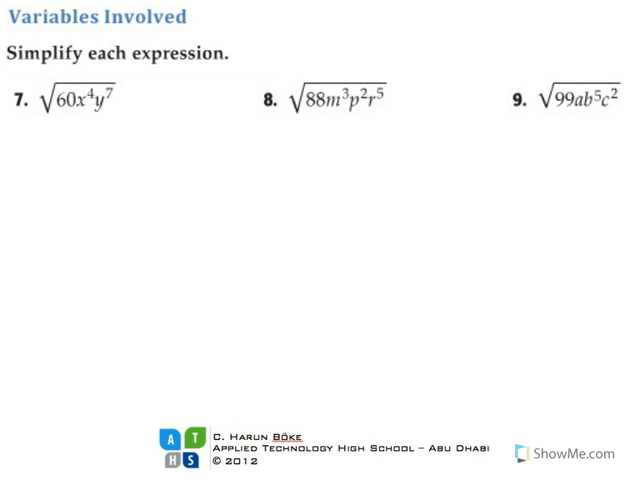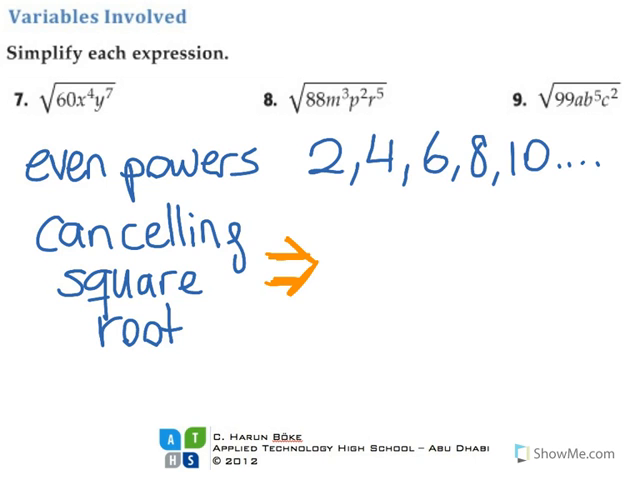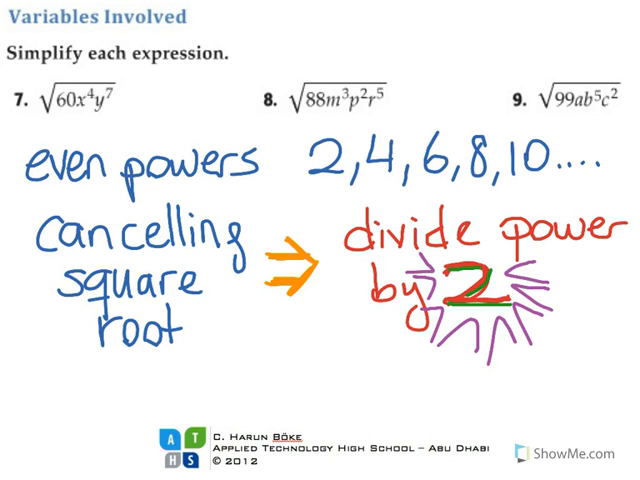So for the variables we should have even powers to cancel with the square root, like 2, 4, 6, 8, 10 and so on. And if we have even powers for variables, when we cancel the square root, we divide the power by 2. So cancelling square root means divide power by 2. So let's look at number 7 again.